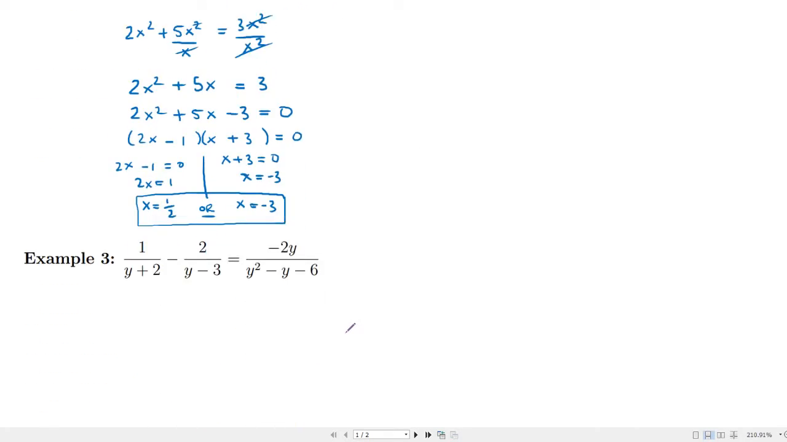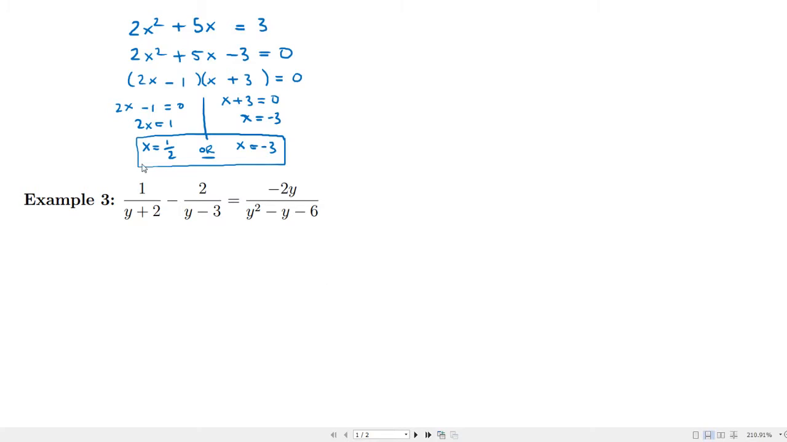Going on to our next example, so we have 1 over y plus 2, 2 over y minus 3, and this other fraction. So this trinomial we should factor first. So what is the factorization? We have 1 over y plus 2 minus 2 over y minus 3 equals negative 2y over, and then factoring this, we have y and a y. So the leading coefficient was a 1. We need the product to be minus 6 and the sum to be negative 1. So that looks like it will be minus 3 plus 2.